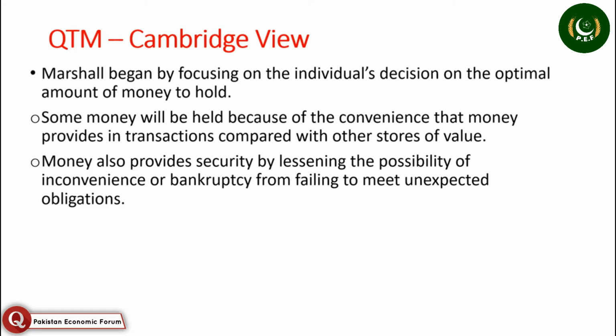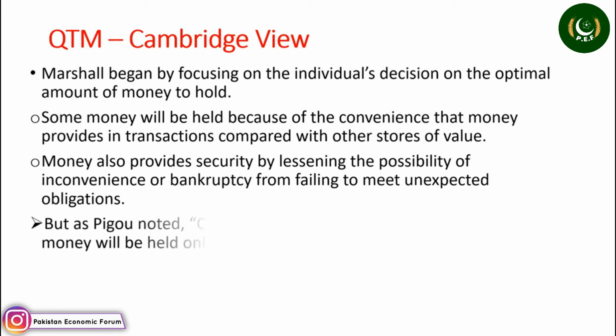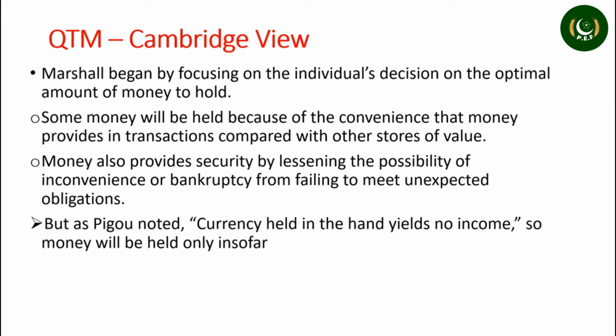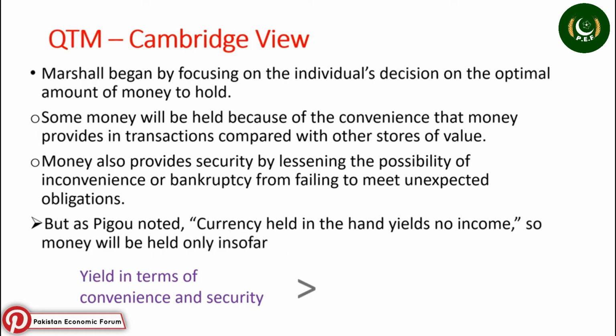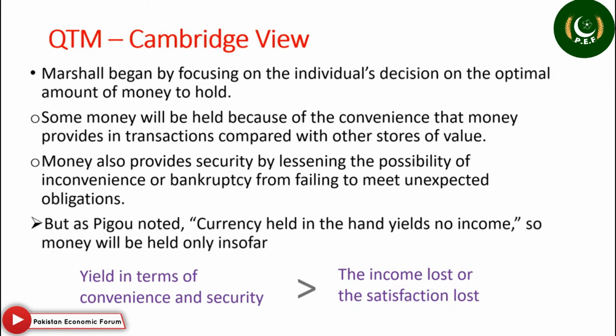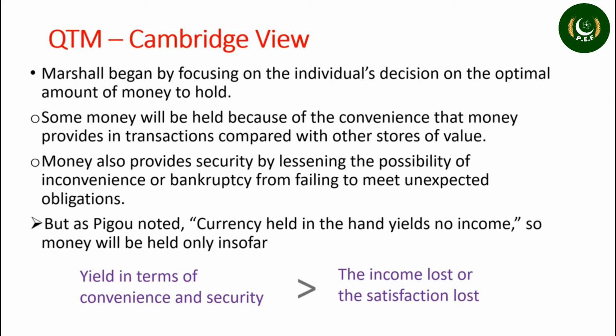But as Pigou noted, the currency held in the hand yields no income. So, money will be held only insofar as its yield in terms of convenience and security outweighed the income lost from not investing in productive activity or the satisfaction lost by not simply using the money to purchase goods to consume. On these criteria, how much money will be optimal to hold is a central question.